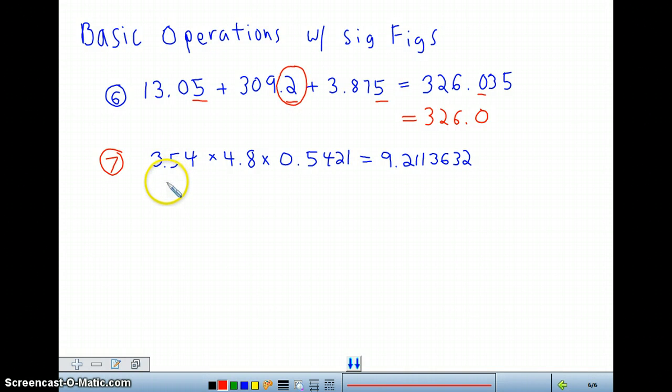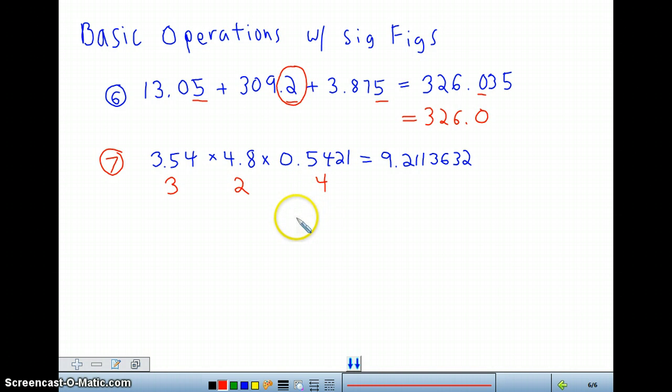So 3.54 has 3 sig figs, all non-zero, so they count. 4.8 has 2 sig figs, again all non-zero, so both count. And for the third number, this 0 does not count. That comes before the decimal place because it is not trapped between two that do. So therefore, just the 5, 4, 2, and 1 count. This one has 4. Now that's step 1.